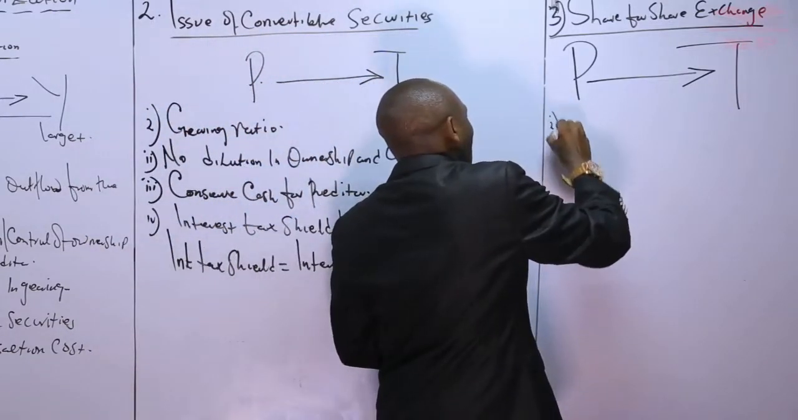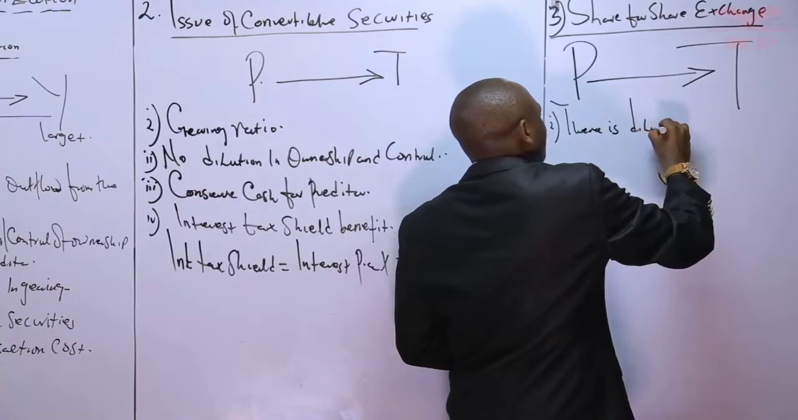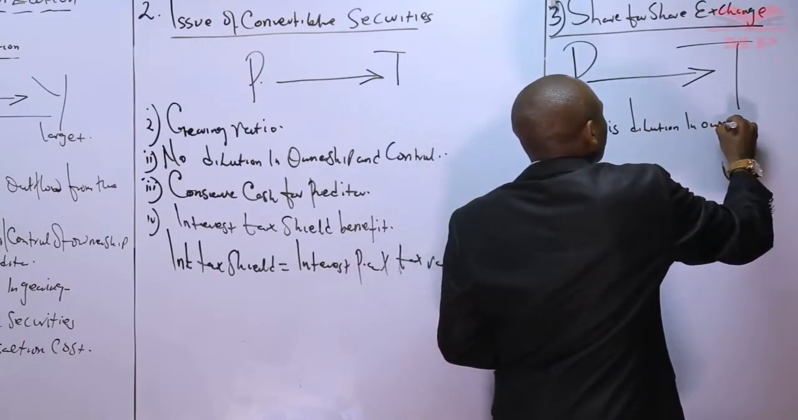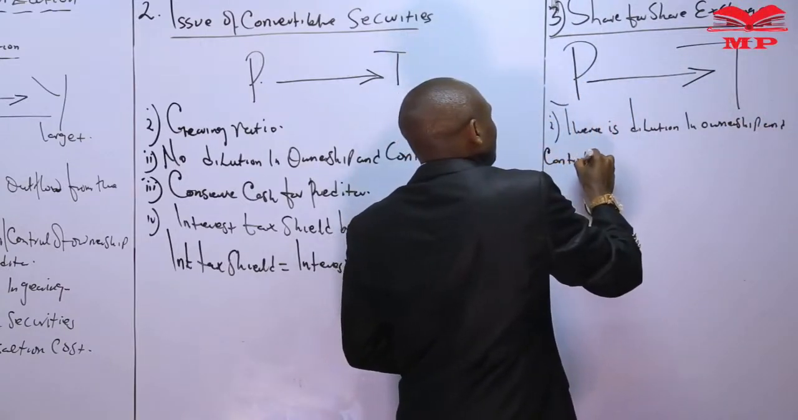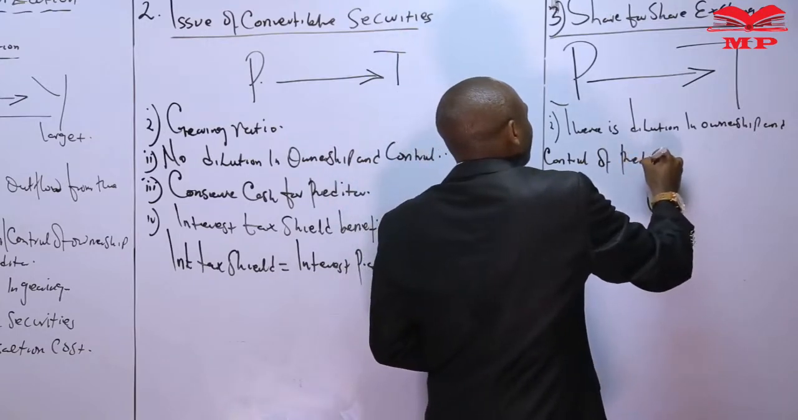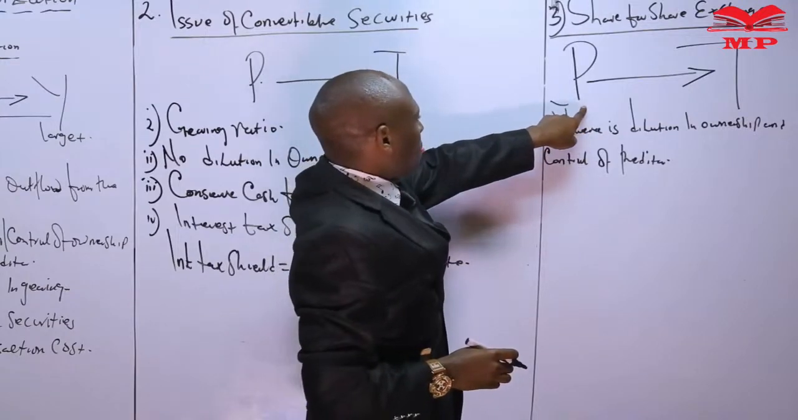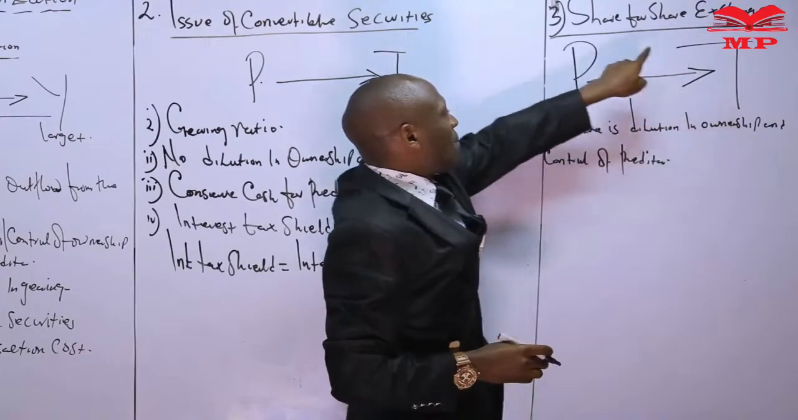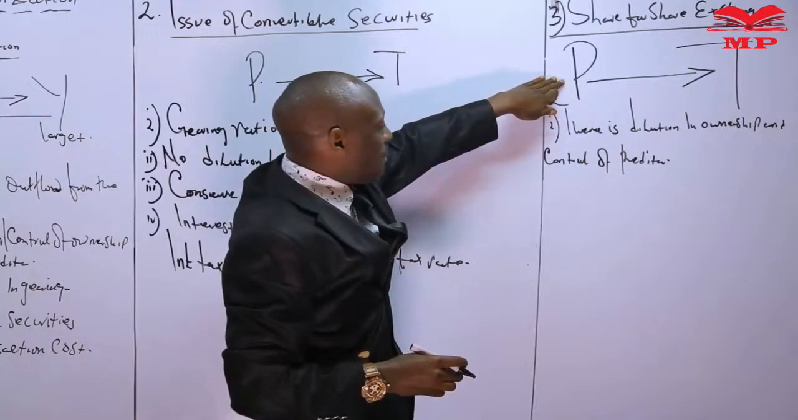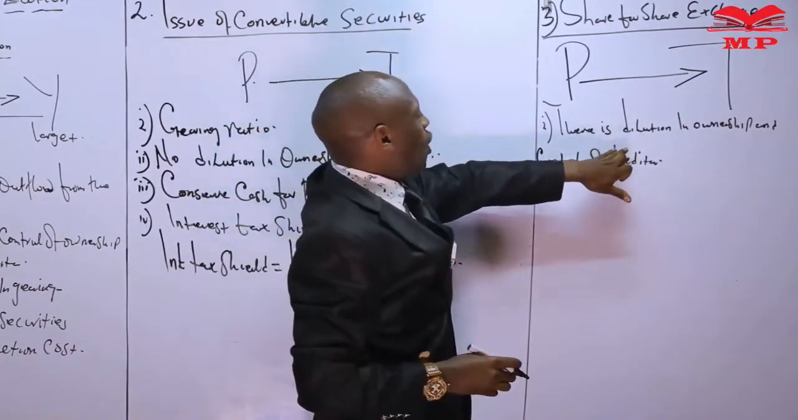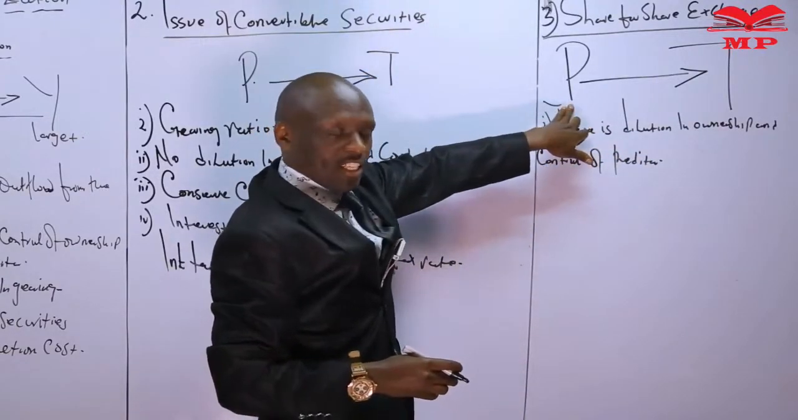The implication number one, there is dilution in ownership and control of the predator firm. The predator will issue new shares to shareholders in the target. So the number of shares in the predator increases, more shareholders are brought into the predator company. So as a result of that, the ownership is diluted and the control is diluted in the predator entity.